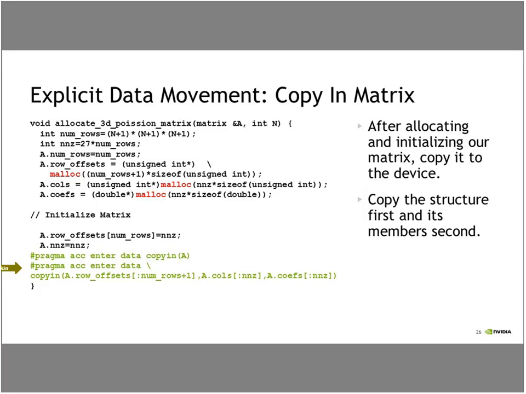But if I tried to access those arrays, my pointers would still be pointing to host memory, and that would be a problem. So the next directive fixes that. It says, okay, not only do I want A on the device, but I want the row offsets array, and here's the size of that. I want the columns array on the device, here's the size of that. And I want the coefficients array on the device, and here's the size of that. So this gives the compiler full understanding of this entire structure. So that's what we're doing here.